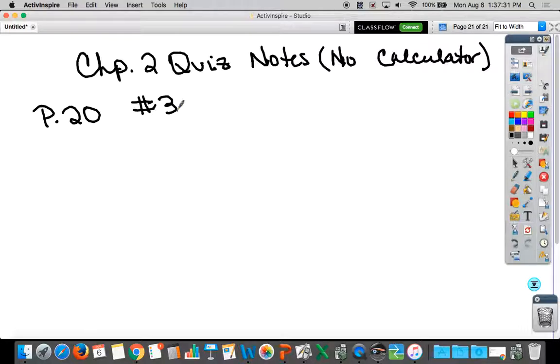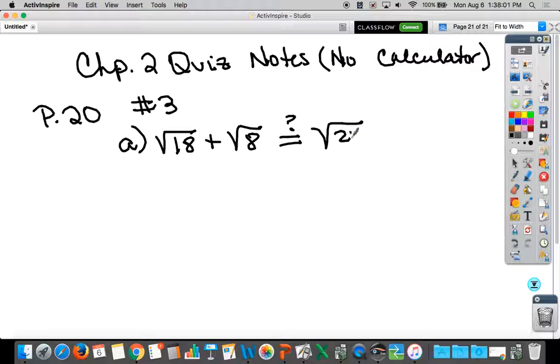All right, go ahead and write down 3A. You'll have to do these tomorrow without a calculator. So I believe, if I remember correctly, it's the square root of 18 plus the square root of 8. Is that correct? Yes. Okay. Is that the square root of 26? Yes or no? No. So we don't want to make that mistake tomorrow.